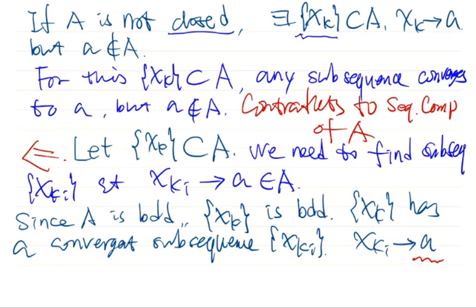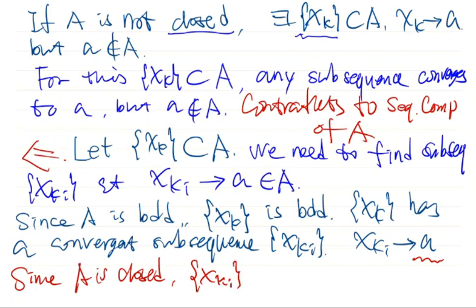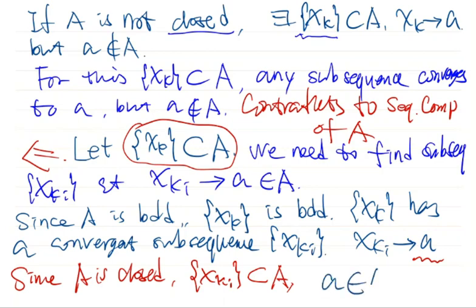We don't know this. But because A is closed, and our subsequence x_{k_i} is a subsequence of x_k, and x_k is a sequence in A, we also have x_{k_i} is a sequence in A. Now x_{k_i} is a convergent sequence in the closed set A. Closedness means that the limit belongs to A. So by the closedness of the capital A, the limit of this subsequence belongs to A.